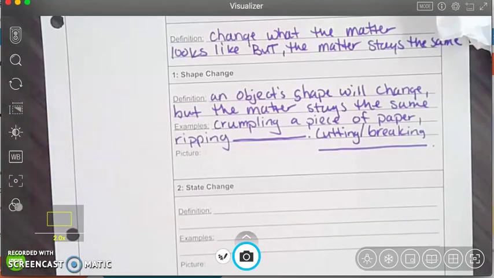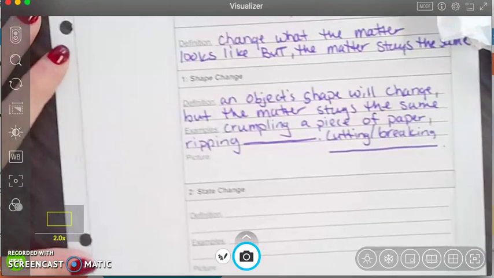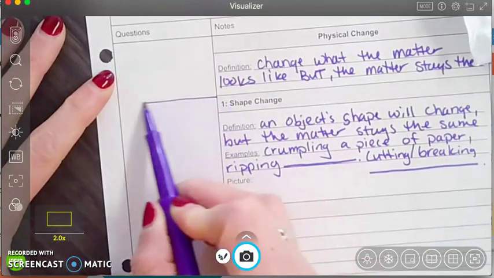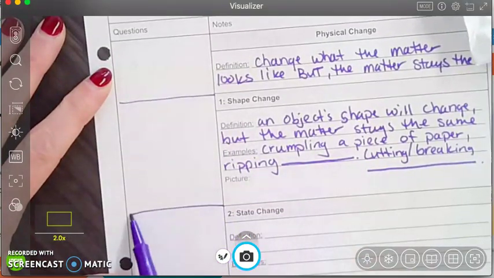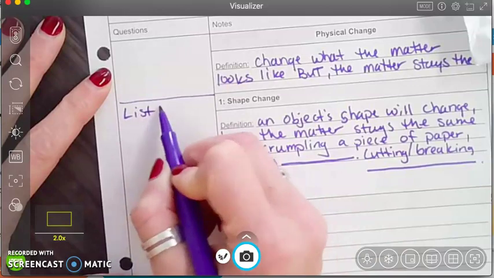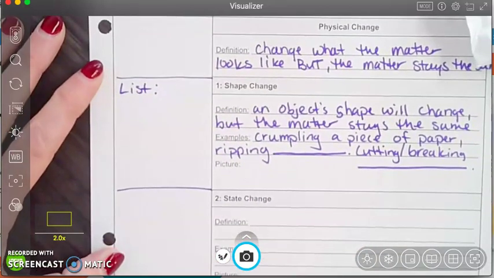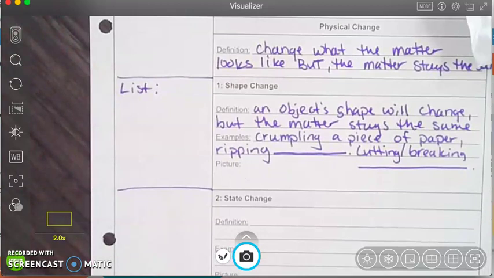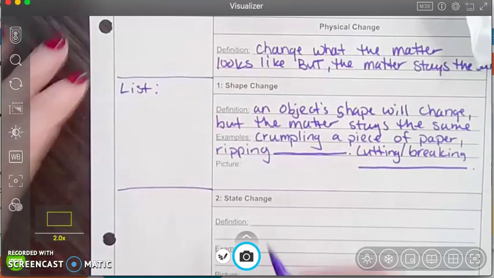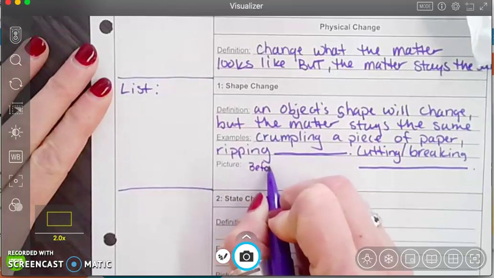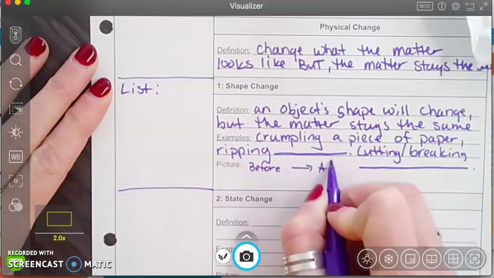All right, so hopefully you have a nice class list. You could even, if I had thought about it before you press pause, write in your things right here. So maybe you want to press pause and make that list. Then we need a picture. So I'm going to do my paper. So I'm going to draw before, to, and after.